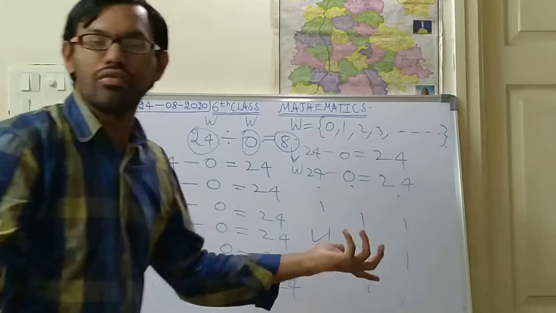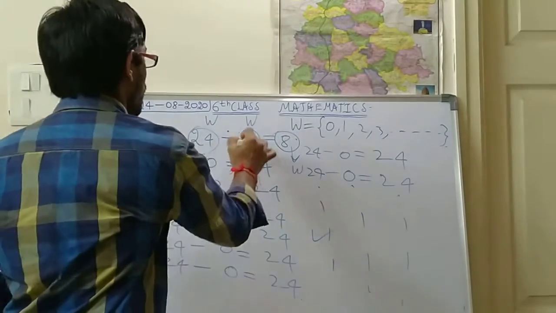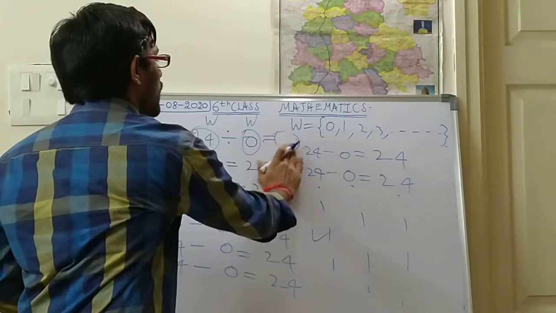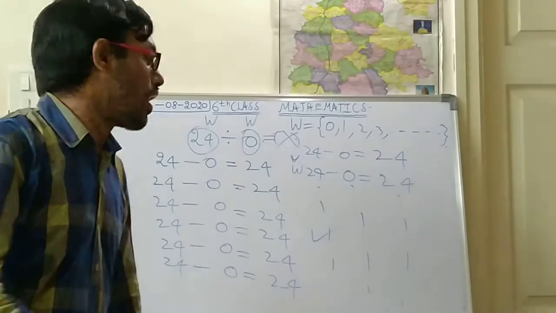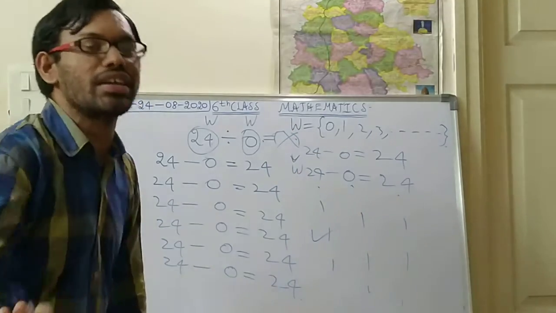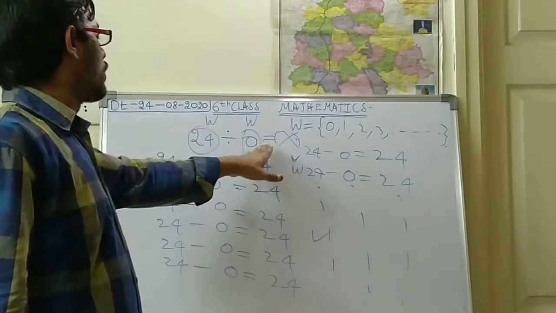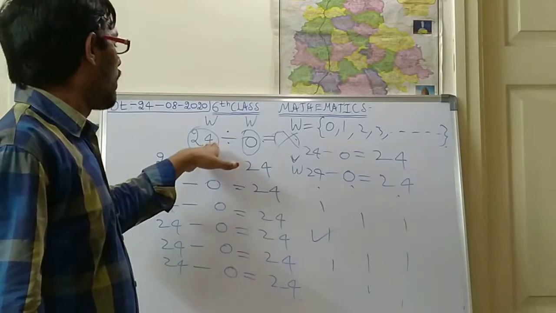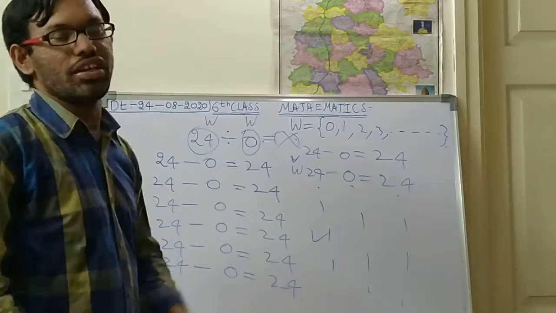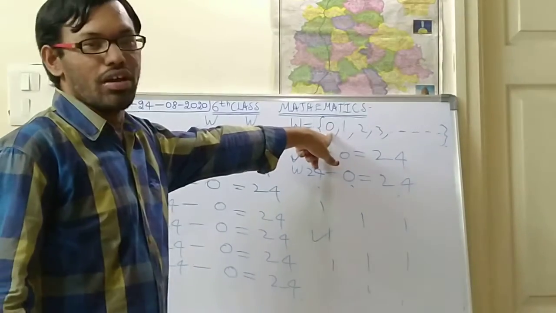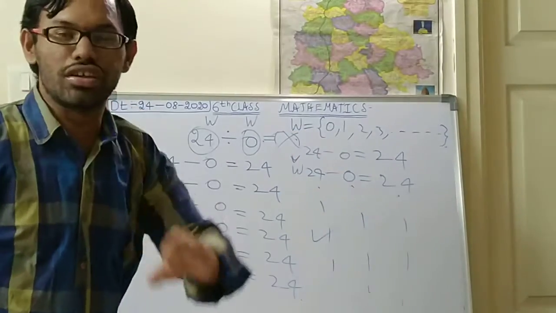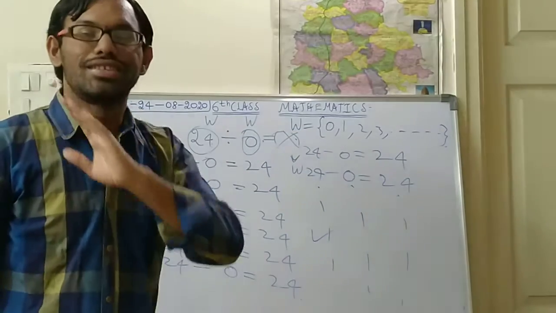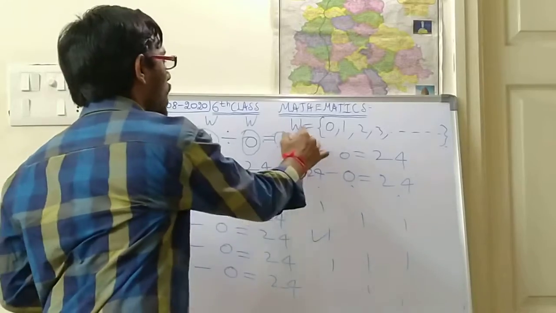Where it will end, we don't know. That's why for 24 divided by 0 we won't have any answer. We can't estimate any answer, we can't guess any answer either. So that is about the division of a whole number by 0. 0 is also a whole number, but division by 0 is not possible and does not satisfy. So no answer is there.